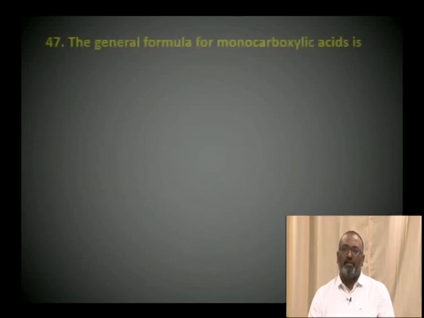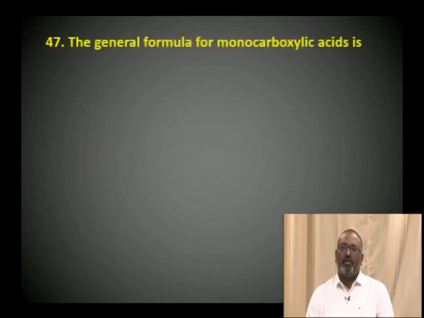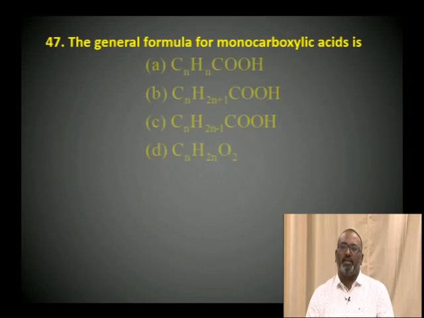Question number 47. The general formula for monocarboxylic acids is CnHnCOOH, or CnH2n plus 1 COOH, CnH2n minus 1 COOH, CnH2nO2. Which will be the correct general formula for monocarboxylic acids?